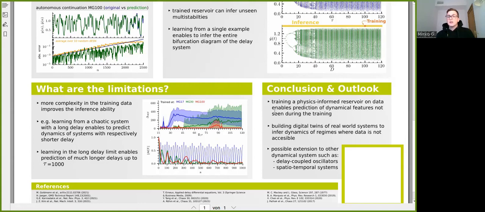And as an outlook, as we understand how the mechanism works and what are the requirements for the reservoir as well as for the training data, we believe that it is possible to build further extensions of this mechanism to other dynamical systems such as delayed coupled oscillators and spatiotemporal systems.